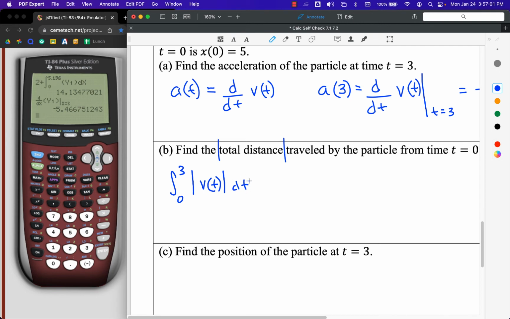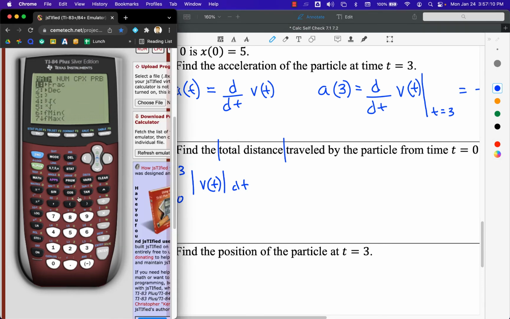And again, this is something that you just punch in the calculator. It's making sure you know that the definition of total distance is this equation, and can you plug this equation in the calculator? And we can. It's going to be math 9 to do the integration between 0 and 3.